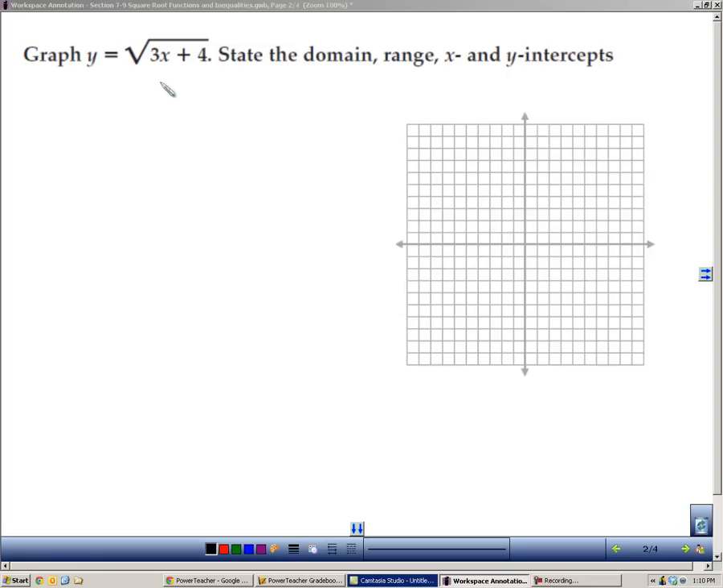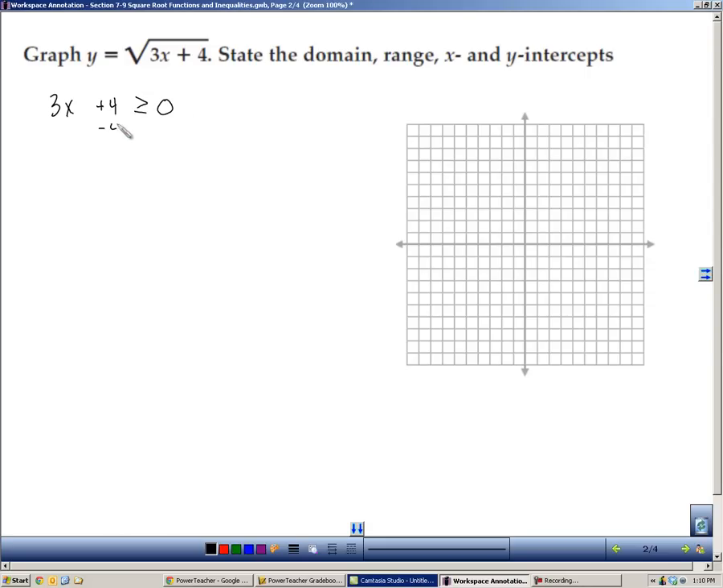So here's an example of a square root function. I want to state the domain and the range, and I also want to find the x and the y intercept. Well, the domain is all the x values that I can plug in. And since I can't have the square root of a negative, I know that 3x plus 4 has to be greater than or equal to 0. That's where I want to start, because I can't use any negative values.